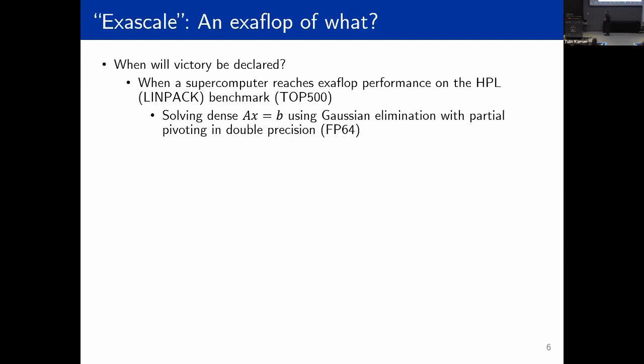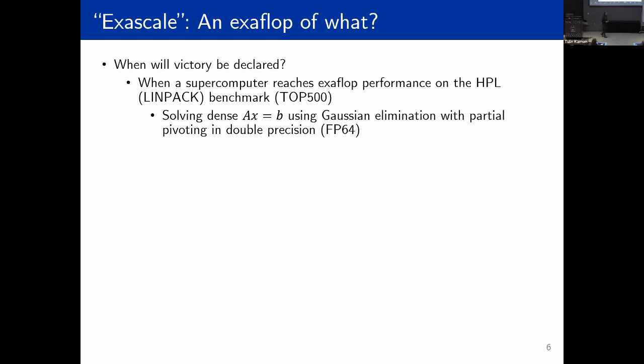All right, so back to what this top 500 list is. Like I said, we're pushing towards exascale computing. When are we going to declare that we've achieved victory? The metric, for better or for worse, for success is performance on the HPL LinPack benchmark, high performance LinPack. What this benchmark is doing is solving a dense linear system, Ax = b, using Gaussian elimination with partial pivoting in double precision.